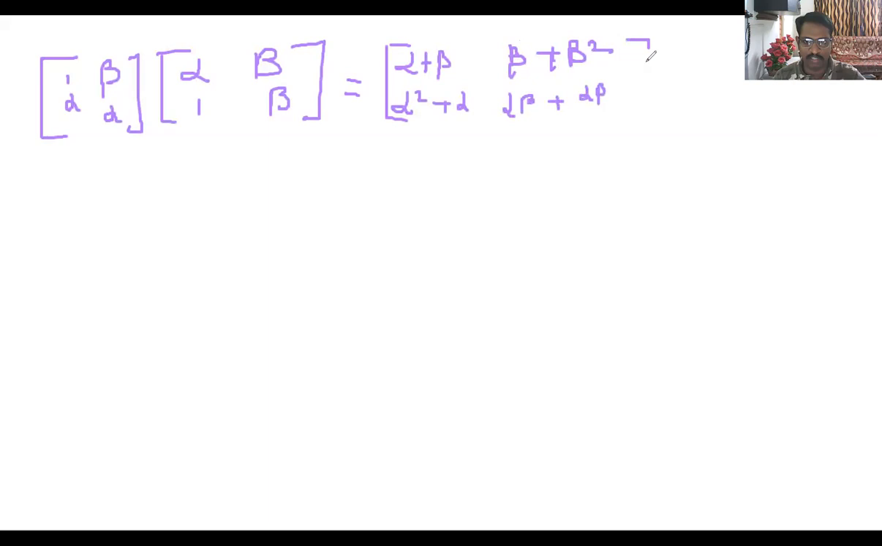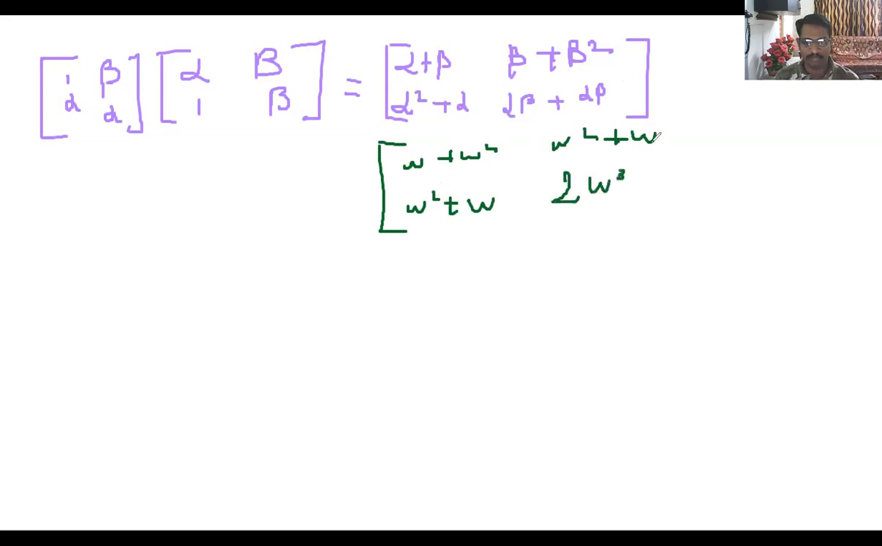Now, we have already taken that we have to substitute the values of alpha and beta, because we have taken alpha and beta as omega and omega square. So let us substitute and see what it comes to. Omega plus omega square is the first one. The second one is omega square plus omega. The next one is again omega square plus omega. And the last one is alpha beta, that is omega cube plus omega cube, that is 2 times omega cube.